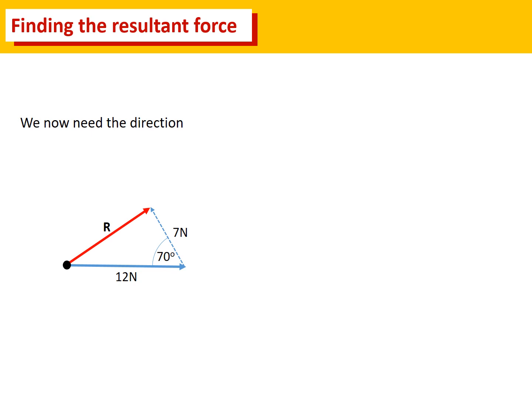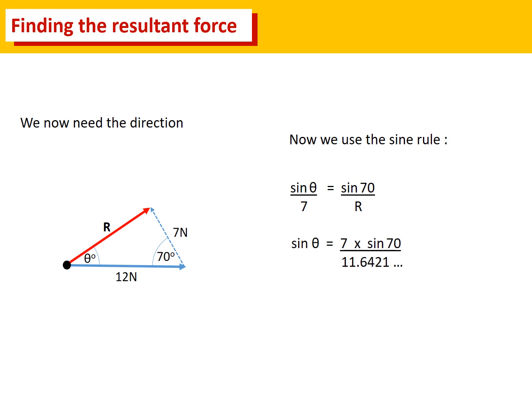In order to find the direction of that resultant force, we need that angle there, theta, and for that we would use the sine rule, where sine theta over 7 is sine 70 over r. We've already found r in part A of this example, and we get 34.4 degrees to three significant figures.